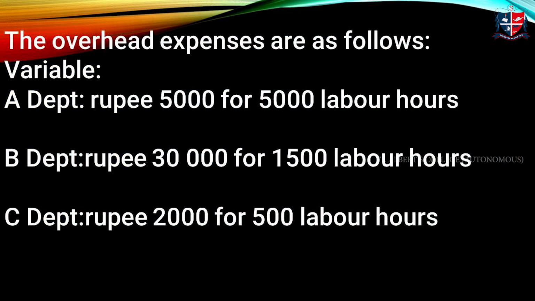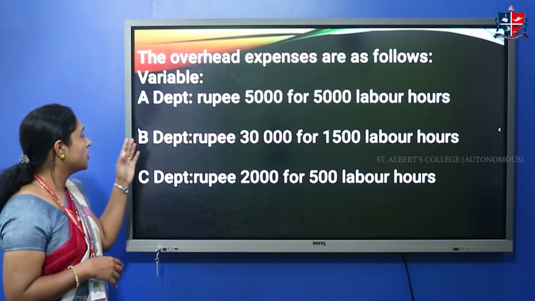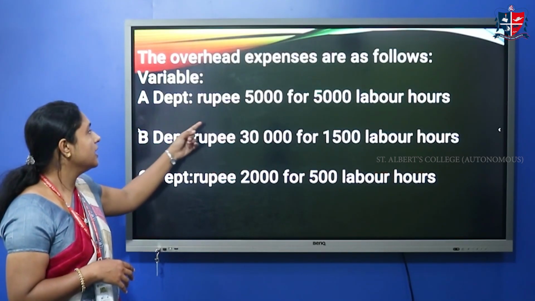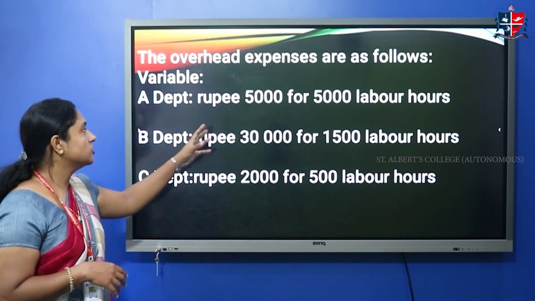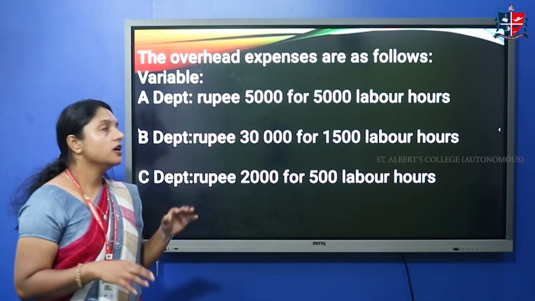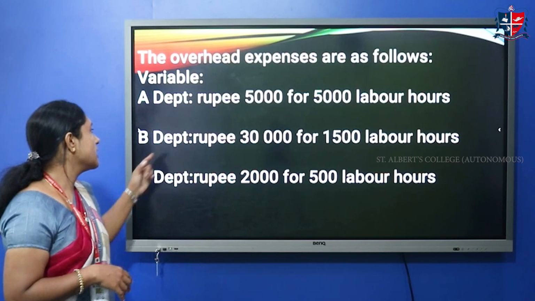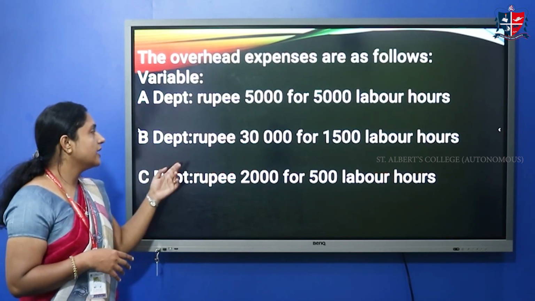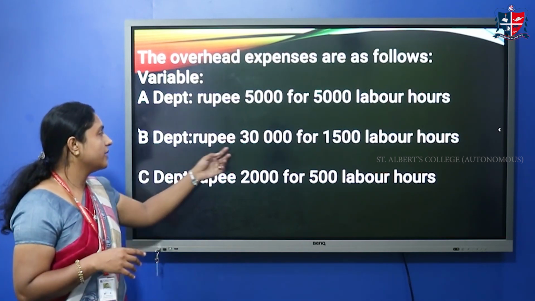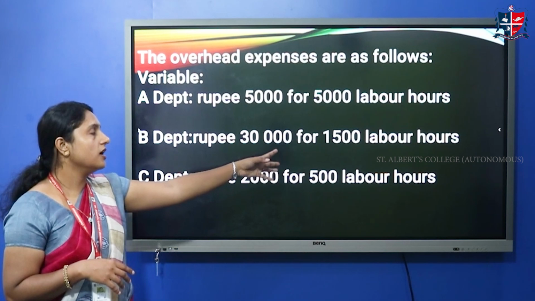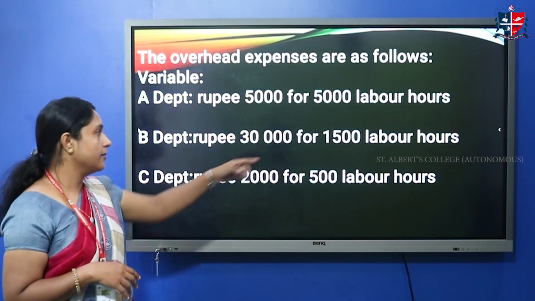The overhead expenses are also given. In department A, the total overhead is 5,000 rupees for a total of 5,000 labor hours. In department B, the total overhead is 30,000 rupees for 1,500 labor hours.